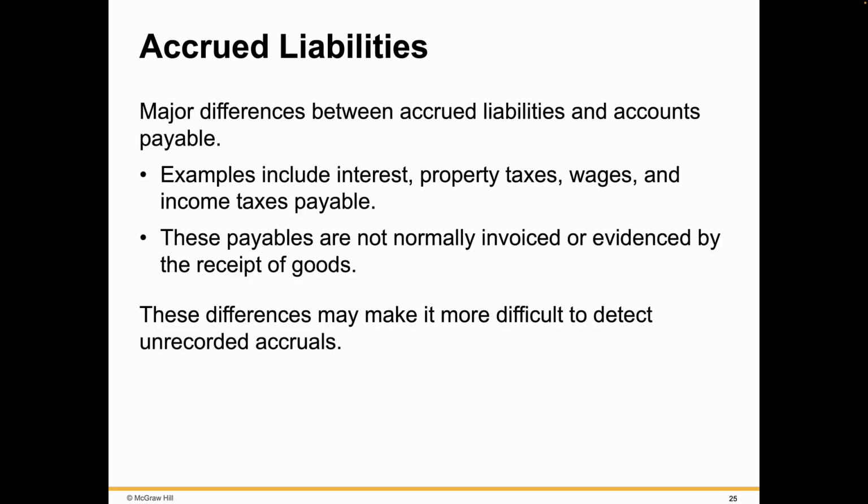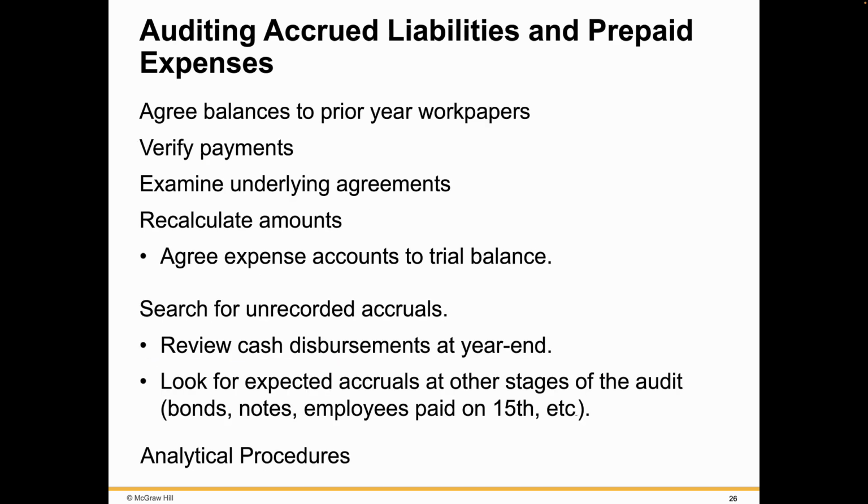So for accrued liabilities, we may have a major difference between those accrued liabilities and accounts payable. So we might have some issues with property taxes, wages, income taxes, and these types of payables aren't normally invoiced, or they really do not have a receipt of goods. So this can make it a little bit more difficult for us as auditors to detect the unrecorded accruals.